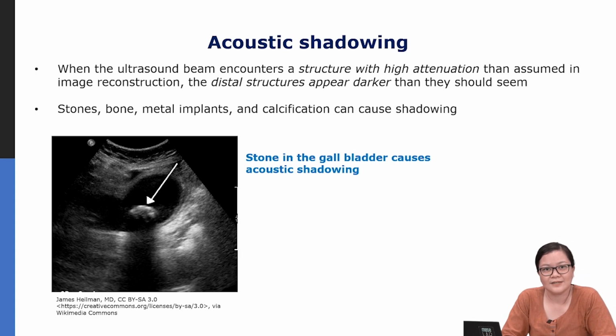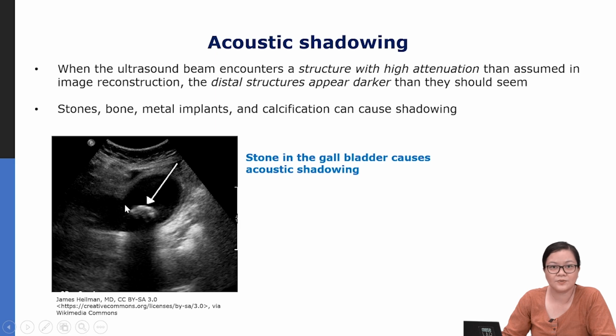The next artifact is acoustic shadowing. What happens here is when the ultrasound beam encounters a structure that is highly attenuating, then, in image reconstruction, distal structures will appear darker than they may seem. So for instance here, this is an ultrasound image of a stone in a gallbladder. The gallbladder is typically filled with a fluid-like substance.